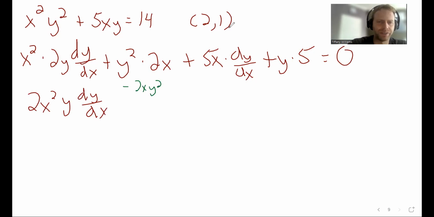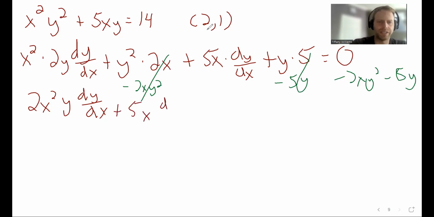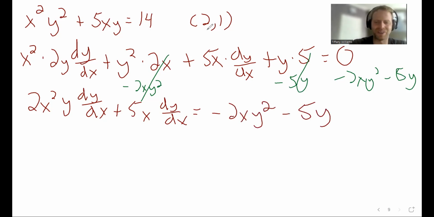I'm going to go ahead and move that over. And then 5y, y times 5 is 5y. I'm going to subtract that, move it over. Okay. Move that over to the right side. So I just have, let's see, plus 5x dy dx equals negative 2xy squared minus 5y, okay?